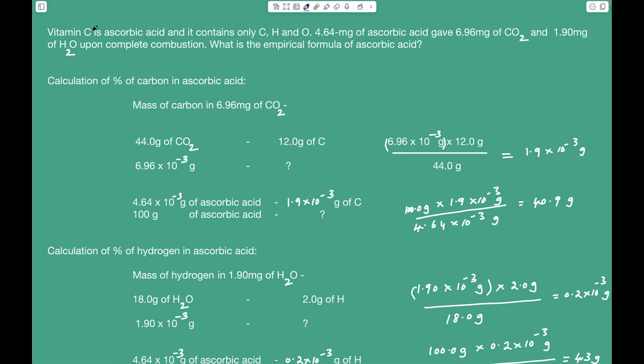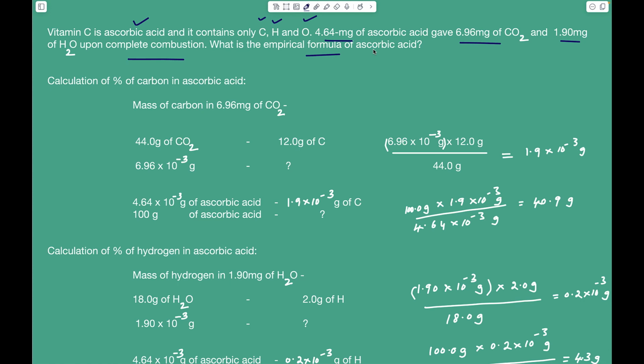And in this example, we have vitamin C, which is ascorbic acid, and this compound contains only carbon, hydrogen, and oxygen. And it is given that so much of ascorbic acid gave so much of carbon dioxide and so much of water vapor upon complete combustion. And we are asked to find out its empirical formula.